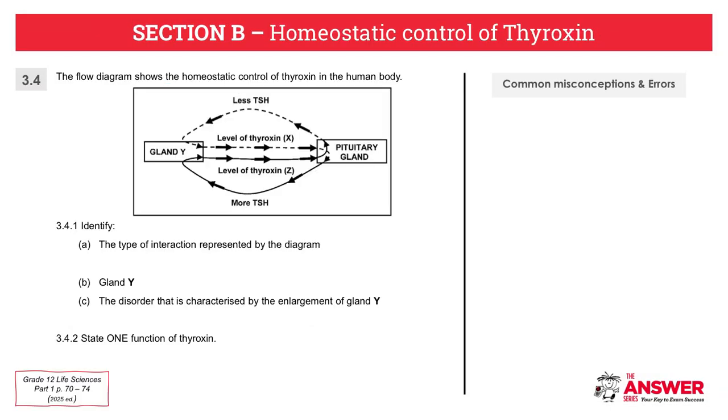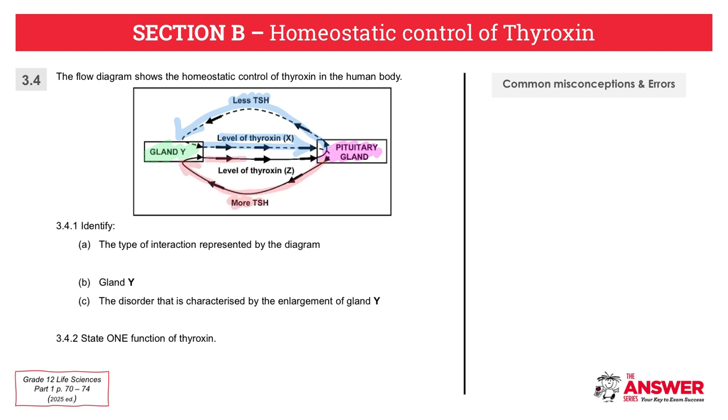The flow diagram shows the homeostatic control of thyroxine in the human body, and let's first try and understand this very complicated diagram. So we can see that we have a gland Y and we have a pituitary gland. So let's start with the pituitary gland because I think it's just easier looking at something that has a name. So the pituitary gland, you're going to see there's less TSH being released, and that then targets gland Y. That changes the level of thyroxine in some way, X, which then again affects the pituitary gland to secrete more TSH.